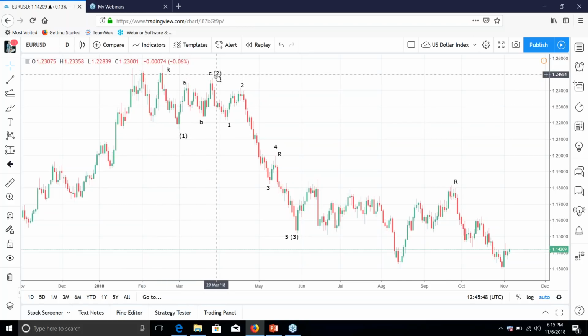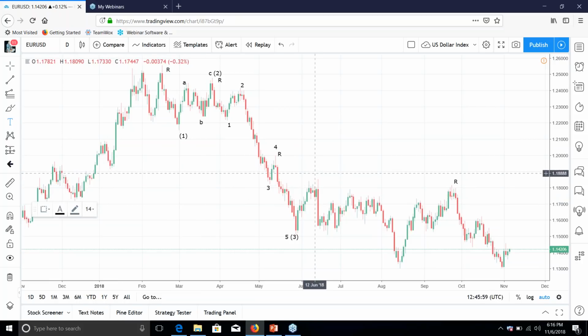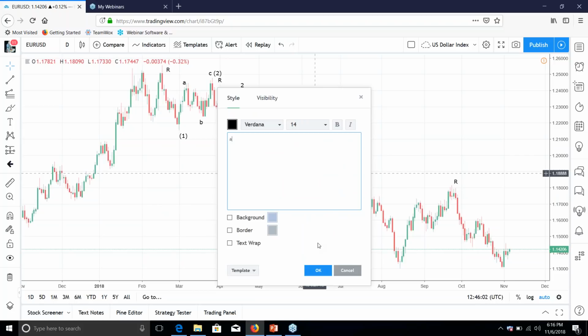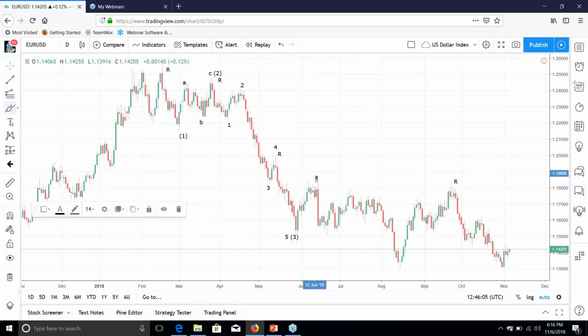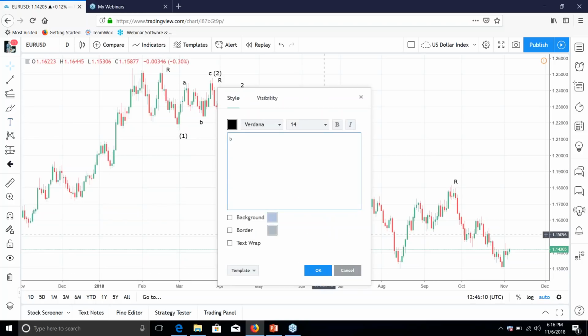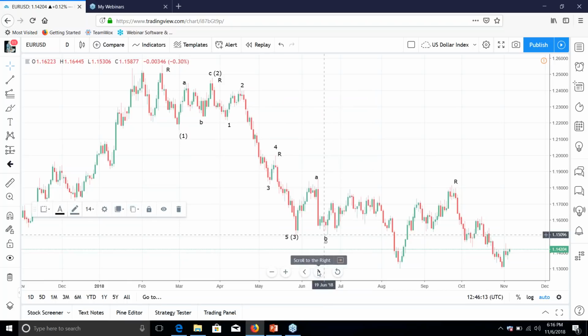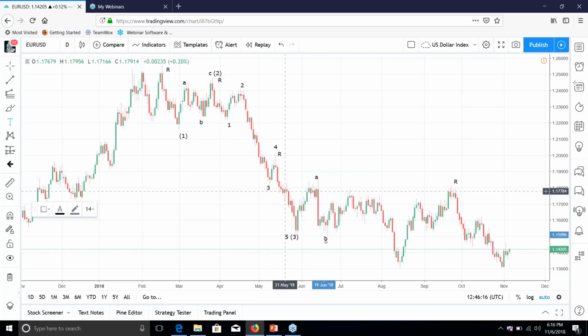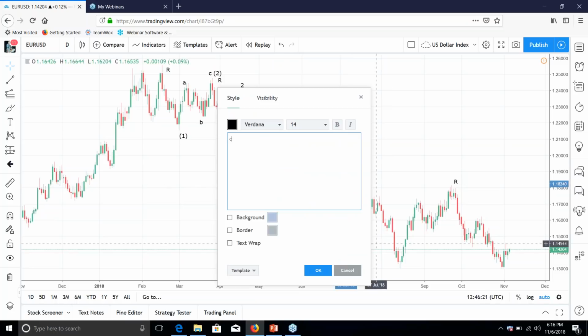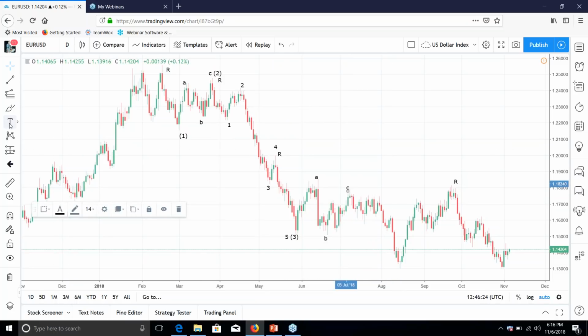So we've done wave 1, wave 2, and then 1, 2, 3, 4, 5, wave 3. Wave 4 unfolded slowly, steadily, taking a lot of time. For several weeks, it unfolded into a triangle. A triangle is a corrective wave, a type of corrective wave which unfolds into 5 waves, and each wave is subdivided into 3 waves. And all the waves are labeled as A, B, C, D, E.